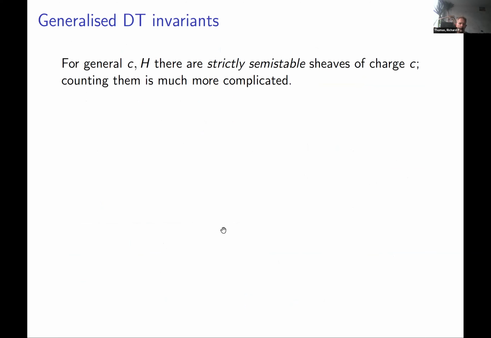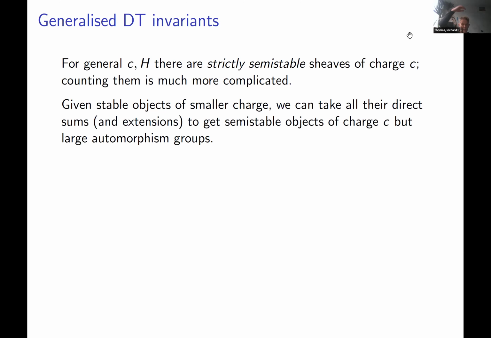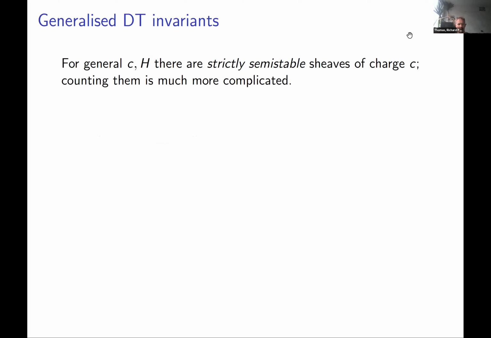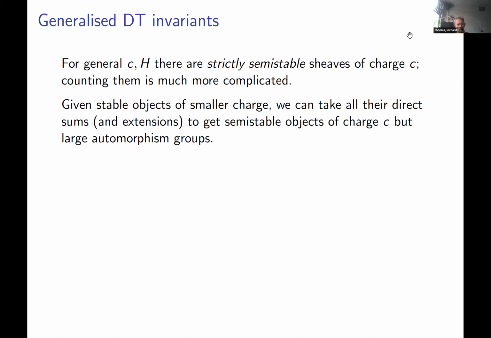And then generalized DT invariants are supposed to count sheaves which are possibly strictly semi-stable. So we drop this condition that semi-stability implies stability. And things here are much more complicated, because every time you have a stable object, you can take all its direct sums and extensions with itself and other stable objects of the same slope to get semi-stable objects with huge automorphism groups. And if we're continuing this Euler characteristic analogy, what a sheaf with automorphism group G should count as is 1 over the Euler characteristic of G. But the topological Euler characteristic of a reductive group is 0, so that's not good.